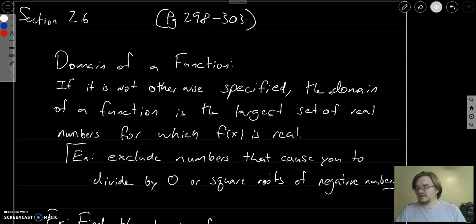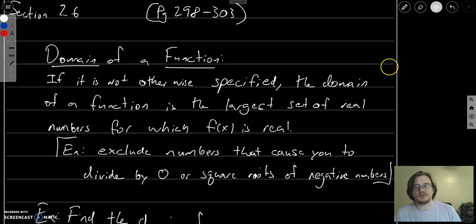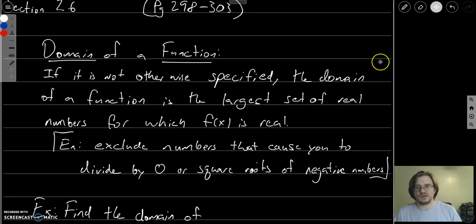Hello and welcome back. This video will be on section 2.6, which is all about combining functions. So the first thing that we'll need to look at for combining functions is the domain of a function. And this is something that we've touched on before, but we really do want to drive this home today.